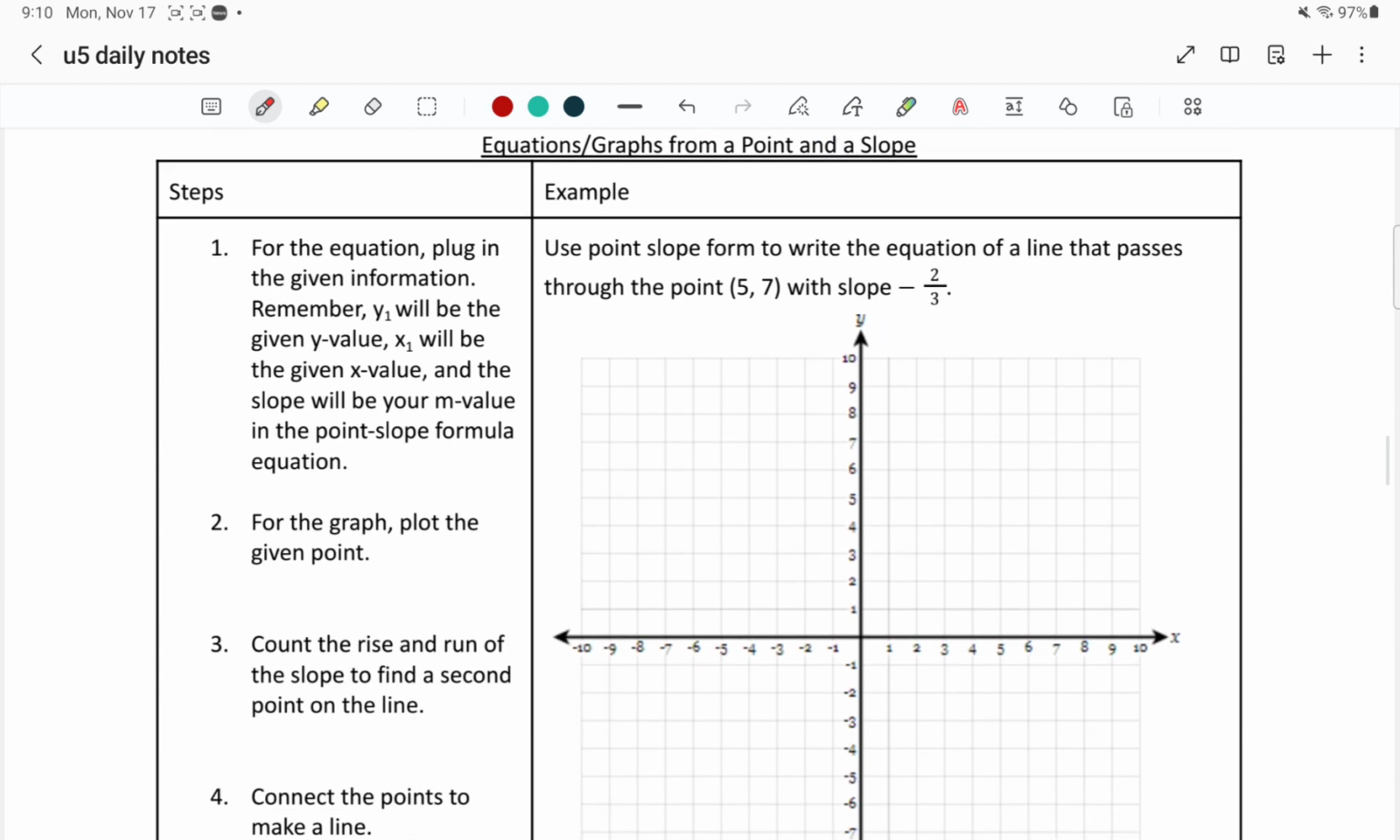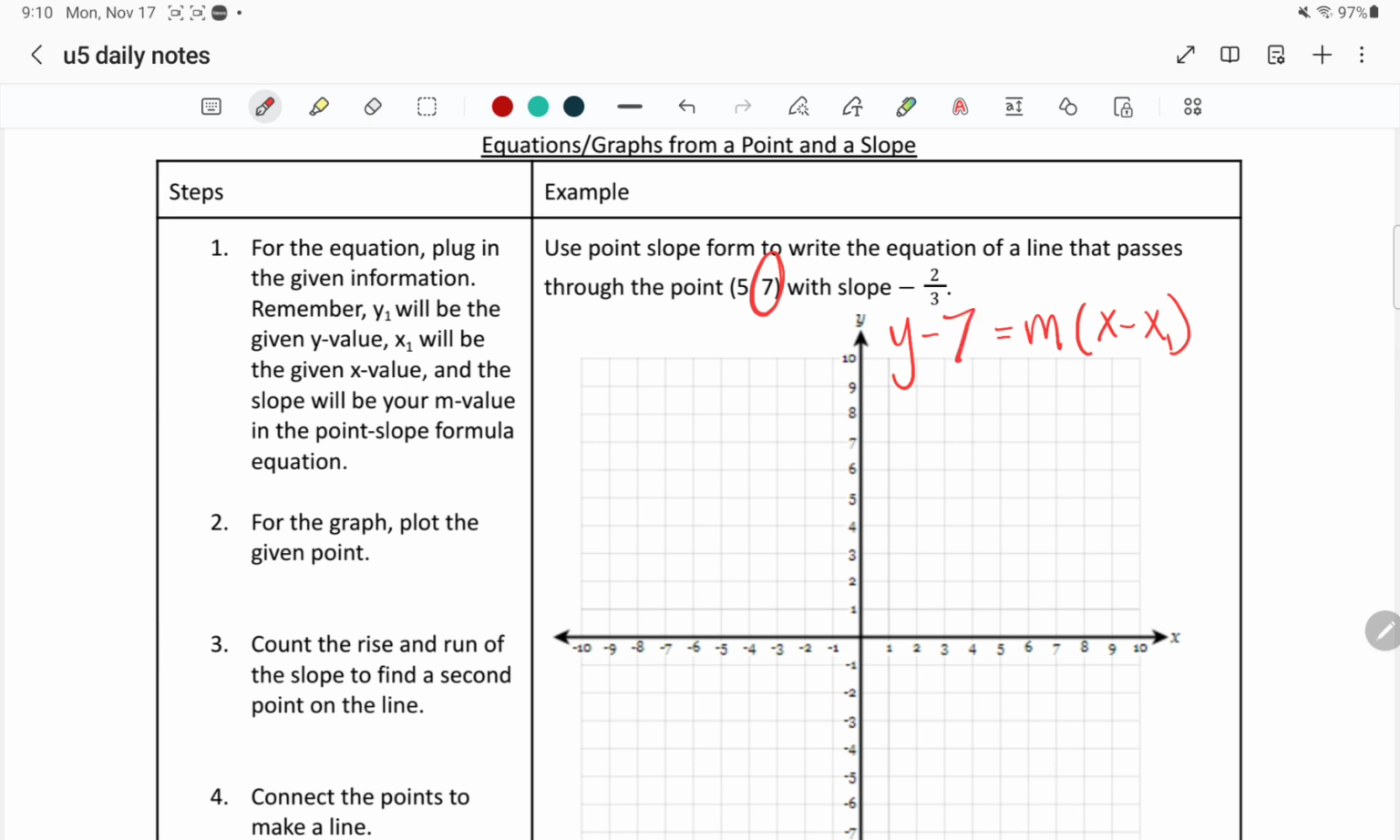We're going to talk about writing the equation and graphing it at the same time. So, starting with the equation, plug in the given information. You're given a point and you're given a slope. So what I like to do is write out my formula. So it's y minus y1 equals m times x minus x1. I'm just going to take y1 because that's part of my point.